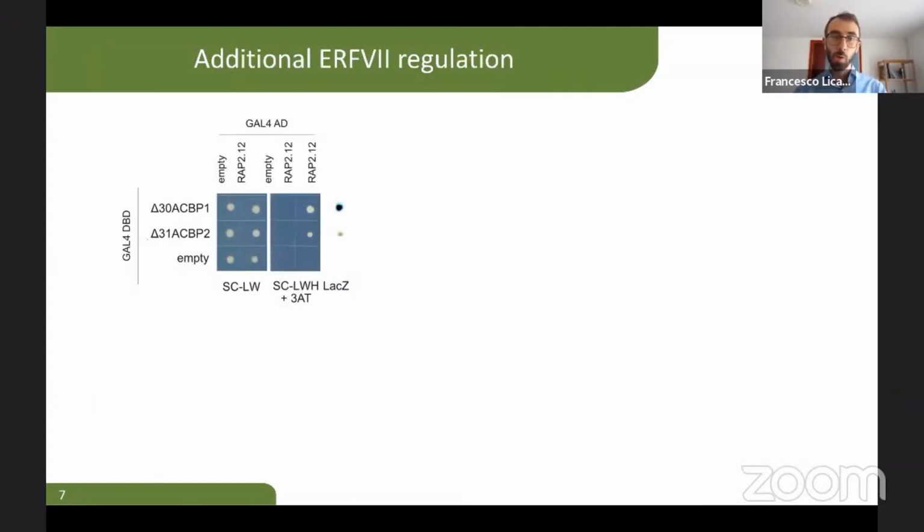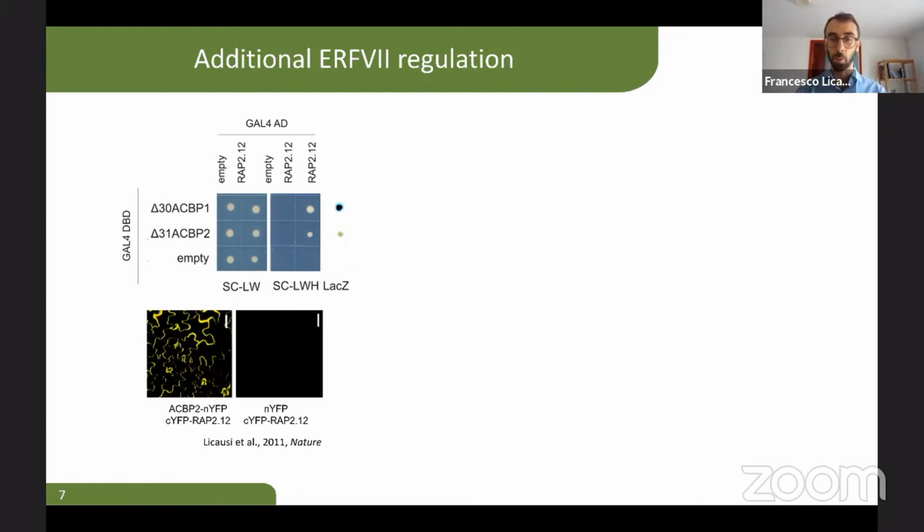So we also identified an additional regulation occurring on the ERF7, and in particular on RAP2.12. We observed that it was able to heterodimerize with membrane or peripheral membrane proteins called acyl-CoA binding proteins. We verified this interaction both by yeast two-hybrid and bimolecular fluorescence complementation. This is a bit unusual for a transcription factor to be localized at the plasma membrane, and we would expect it to relocalize into the nucleus at a certain point.